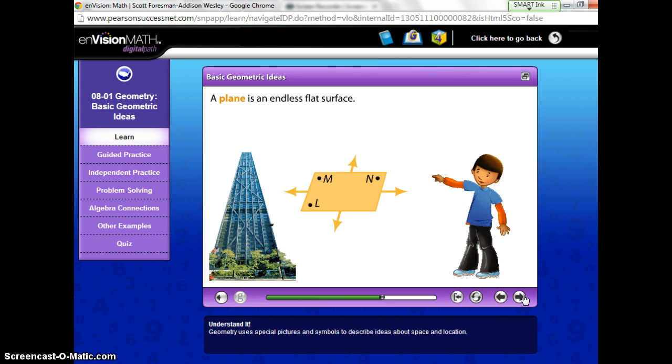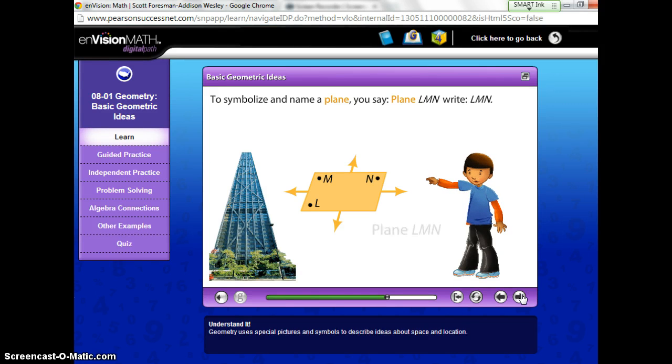A plane is a flat surface. Can you think of other things in this room that are planes? A flat surface. Aiden? Our tables, definitely. Yes. The whiteboard. Floors. Walls. Ceilings. You bet. All of those things are planes.